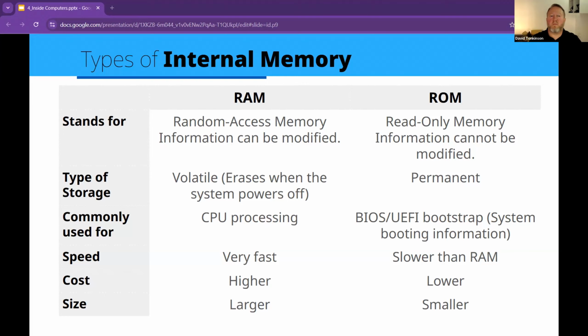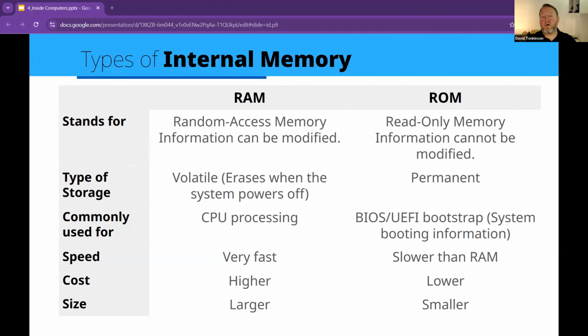Then the other type is ROM, read-only memory. Just as it says, the information cannot be modified on it. It is permanently written to that memory. The benefit of that is that if you lose power to it, it doesn't change. So this is why it's ROM. With read-only memory, if we pull the power cable out, it doesn't lose any of the details on it.